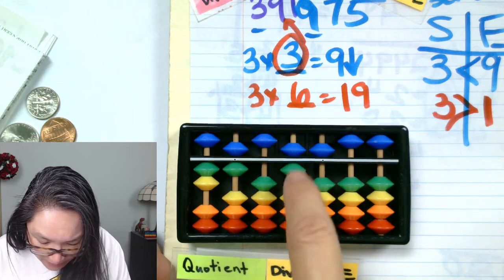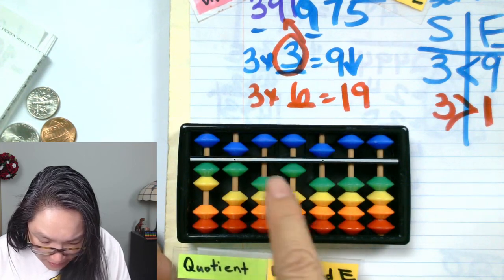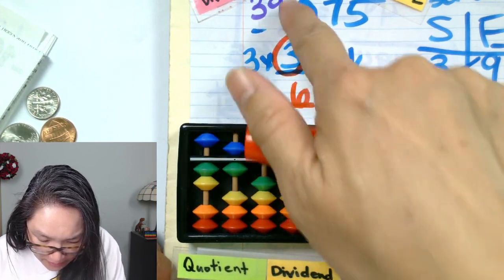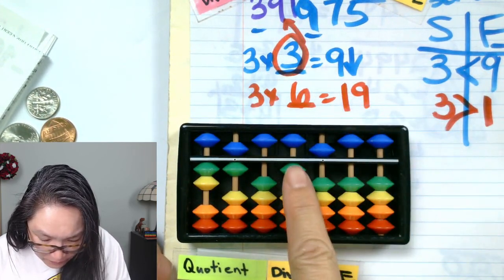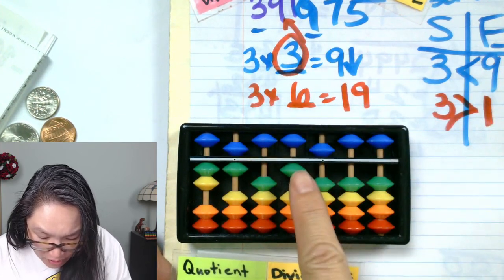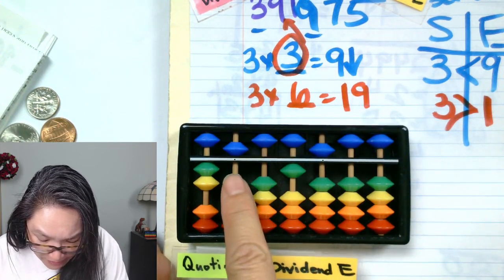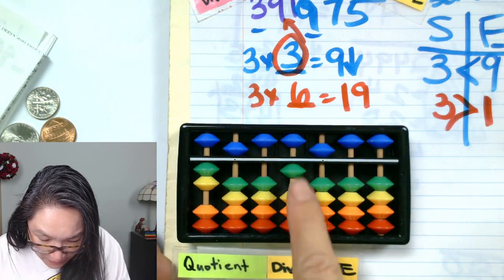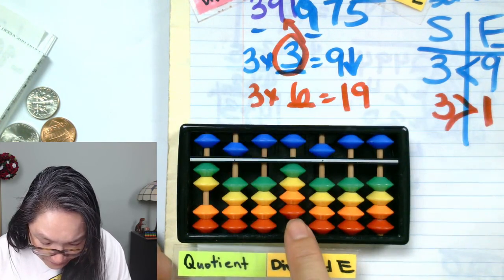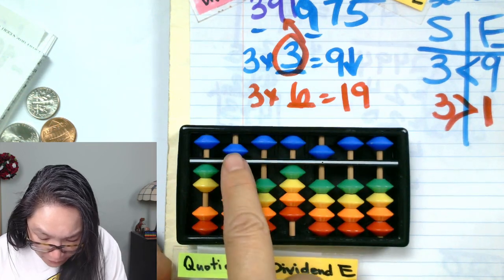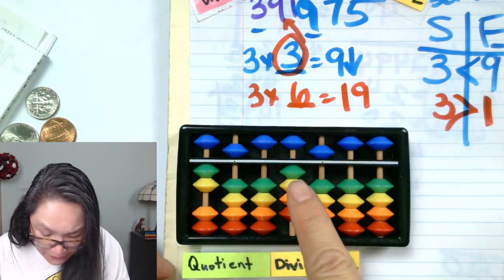So then 6 times 9 is 54. Take away 1, take away 8. Cannot take away the 8, right? 6 times 9 is 54. 54 is too much. So that means we have to take 1 from the answer and add the divisor back. We can do 5 times 9 is 45.